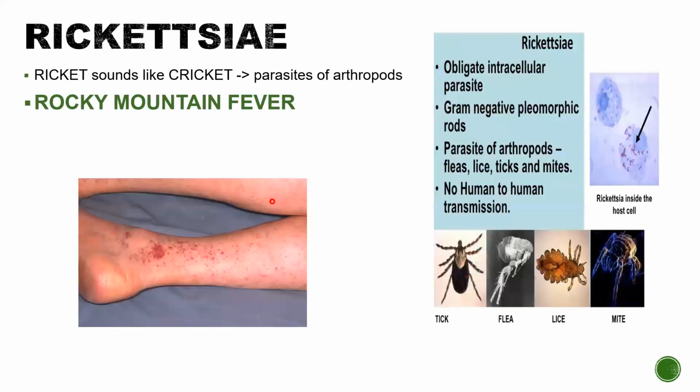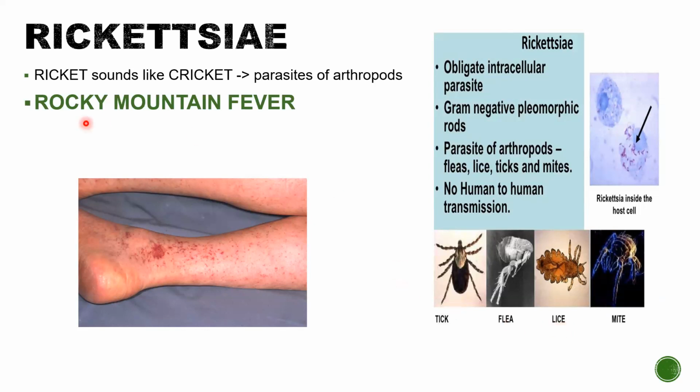Now for rickettsia. Remember, rickettsia, rickett sounds like cricket. It's transmitted by insects, not by mammals, so it's not zoonotic. Don't call it zoonotic. Zoonotic means it's transmitted by actual mammals, any animal that's not an insect. The word for this is vector.